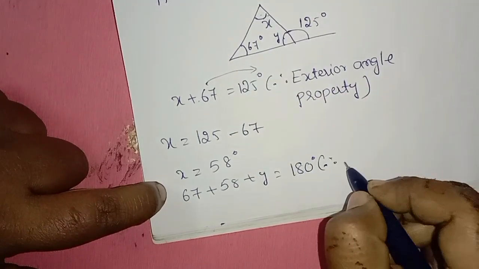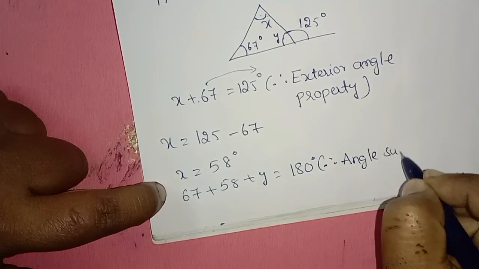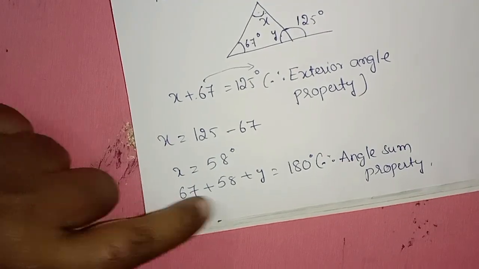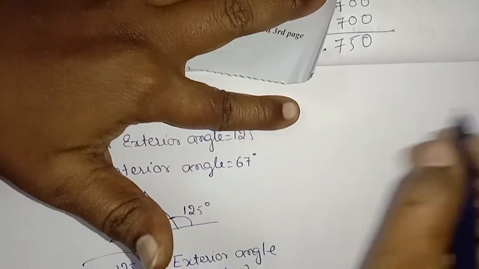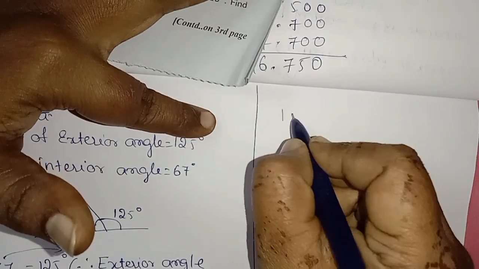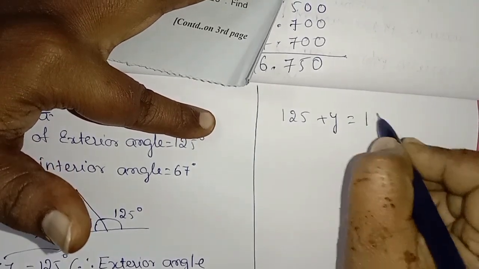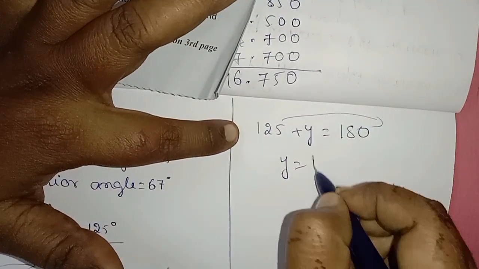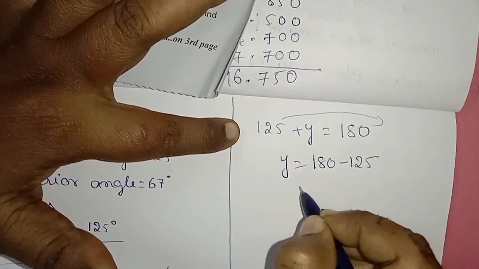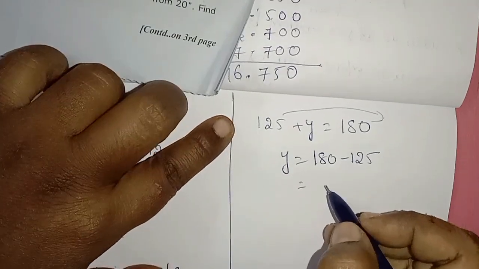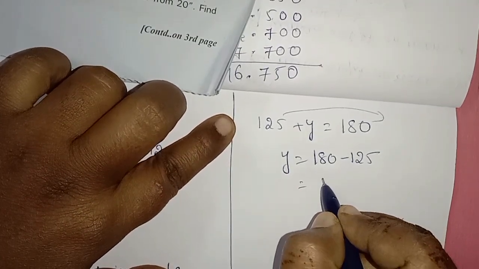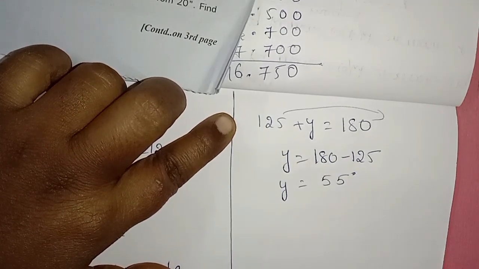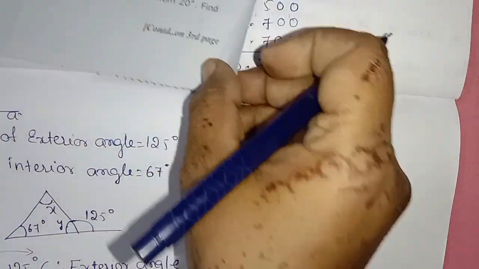So which property is that? Angle sum property. After adding these two, it equals 125 degrees. 125 plus y equals 180. Y equals, transpose your 125 to the right side, 180 minus 125 equals how much? 55. y equals 55 degrees. Clear? With this, the sum is finished.